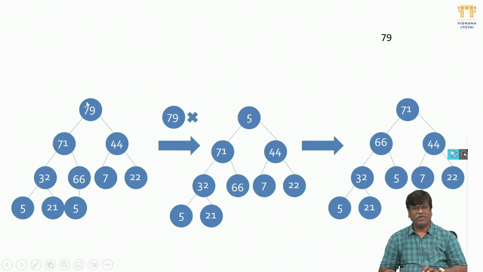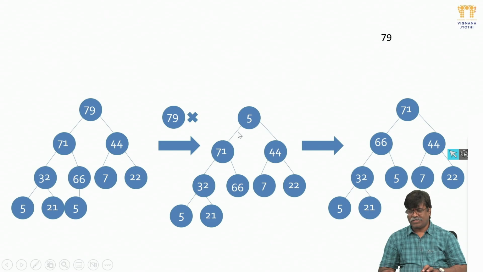First I am going to remove the root element 79. 79 is removed from the tree and it is kept in the last place of the array. After removing 79, the last child of this binary tree will be copied into the root. What is the last child here? 5. So this 5 will go to the root place. This is the tree you will get.